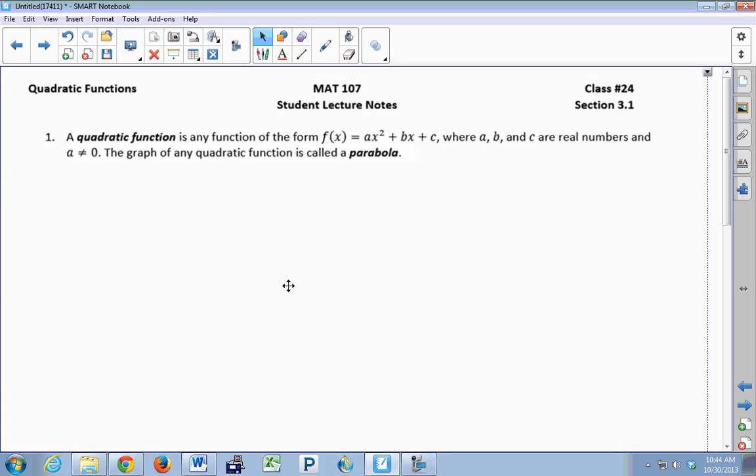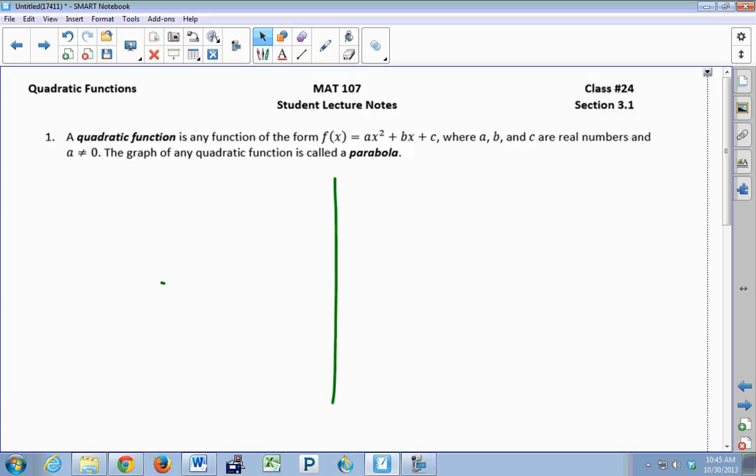Okay, so why do we have this condition that a can't equal 0 on this? Right, so if a was 0, we wouldn't have a quadratic, we'd have a linear function, right? So that's the only stipulation other than they have to be real numbers. A can't be 0.